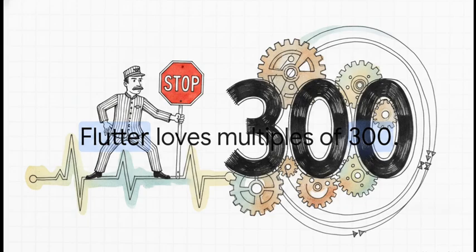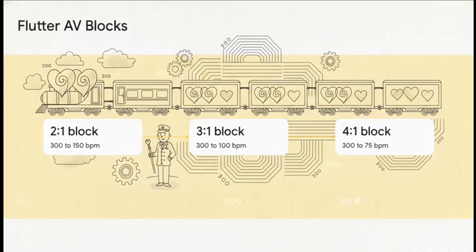The core rule here is that Flutter loves multiples of 300. In atrial flutter, the atria beat at a very organized rate of around exactly 300 beats per minute. But obviously, your ventricles can't keep up with 300 beats per minute, right? So the AV node steps in as a sort of gatekeeper to block some of those beats from getting through. Let's look at how that gatekeeper math actually works out.